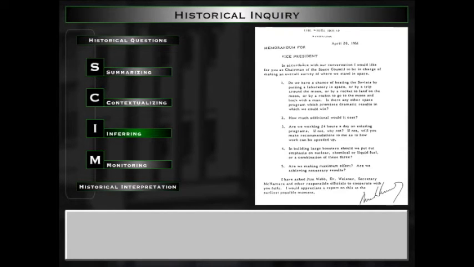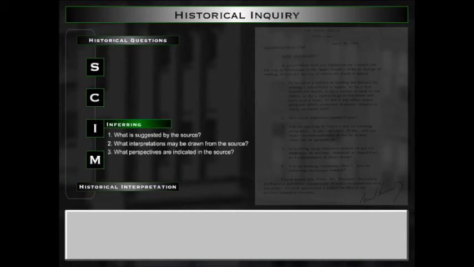While engaging in the SCIM strategy phase of inferring, you should work to answer the four analyzing questions associated with the inferring phase. Specifically, what is suggested by the source? What interpretations may be drawn from the source? What perspectives are indicated in the source? And what inferences may be drawn from absences or omissions in the source?